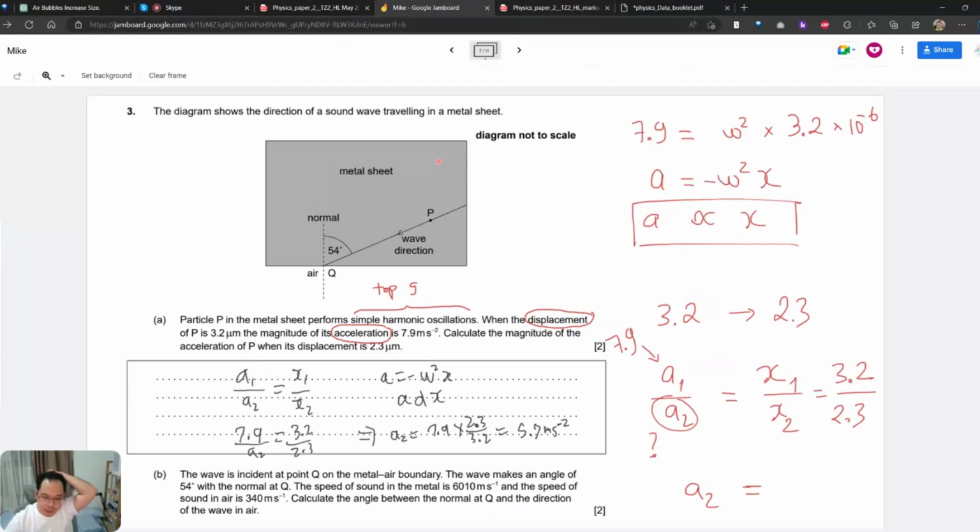Question B. The wave incident at the point Q on the boundary between metal and air makes an angle of 54 degrees with the normal at Q. The speed of sound in the metal is 6,010 meters per second, and the speed of sound in the air is 340 meters per second. Calculate the angle between the normal at Q and the direction of the wave in the air.